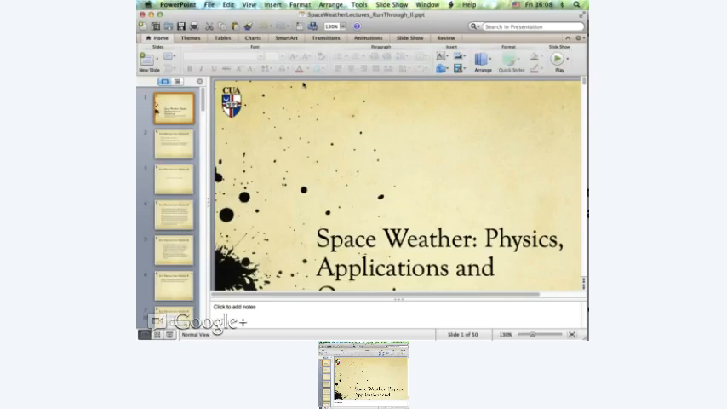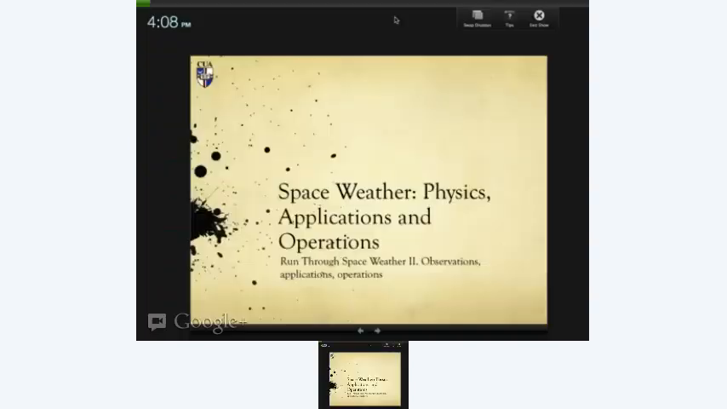Okay, so today we're going to have the second part of the mad dash through space weather, okay? So really, as I mentioned during the first class, the basic idea of the first two classes was to just throw a lot of stuff at you, okay? I don't expect that you're going to remember all of this, or understand all of it. That's really not the purpose. The purpose is just to give you initial exposure to the whole field, okay?